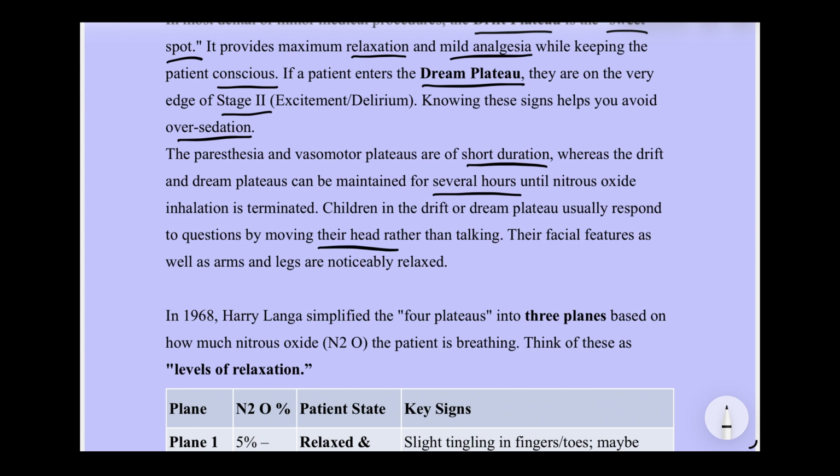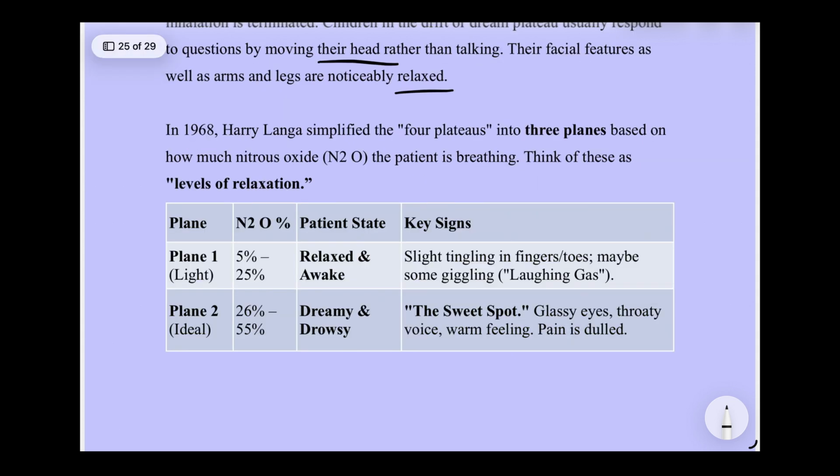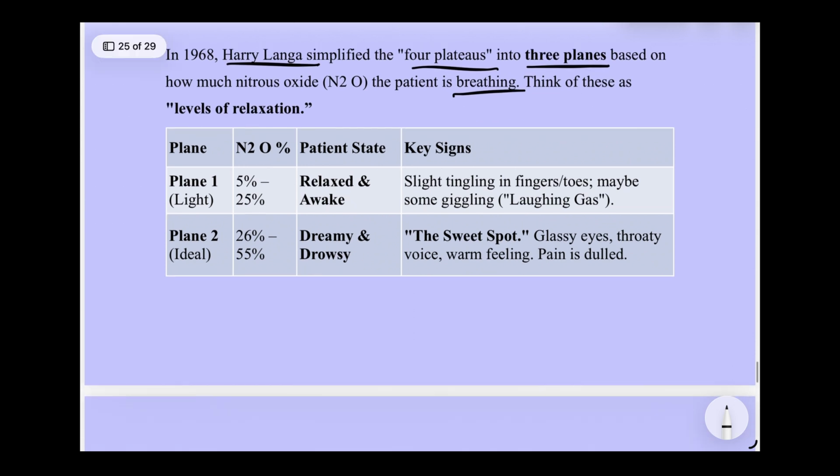Their facial features as well as arms and legs are noticeably relaxed. Now in 1968, Harry Langa simplified the four plateaus into the three planes based on how much nitrous oxide the patient is breathing. So think of this as a level of relaxation.